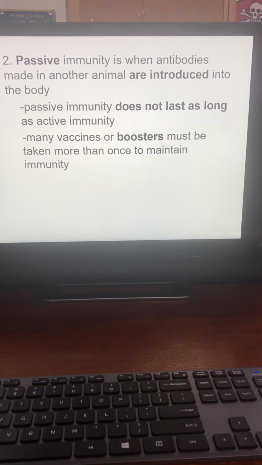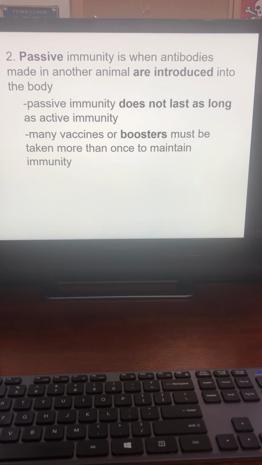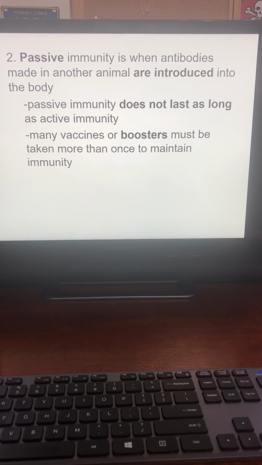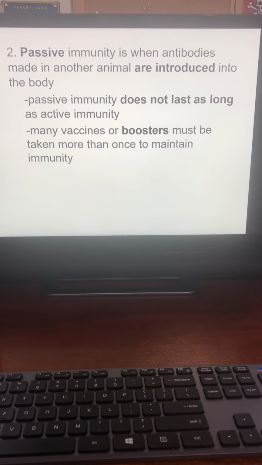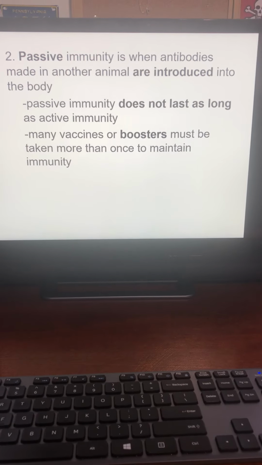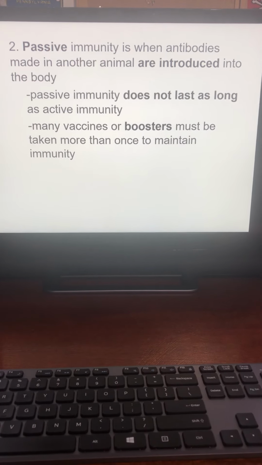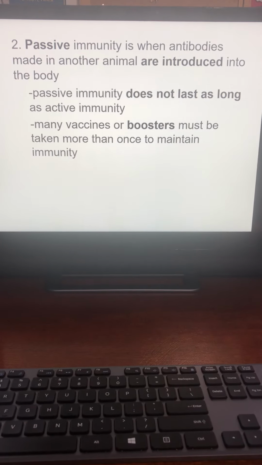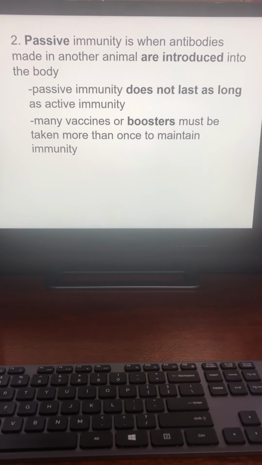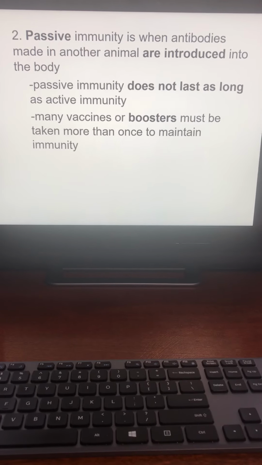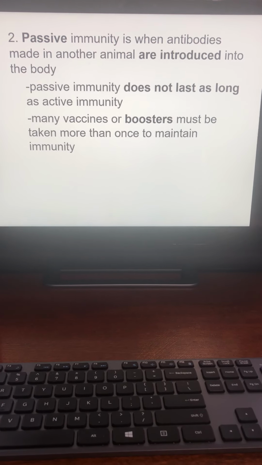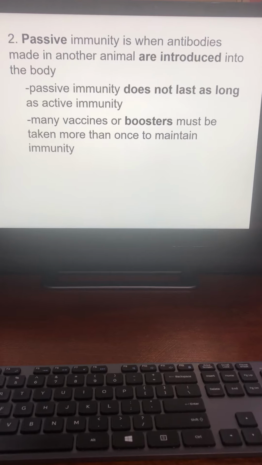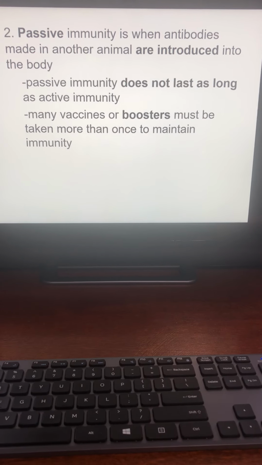Okay, this is the last slide we're going to do, passive immunity. This is when antibodies made in another animal are introduced into the body. So it's passive. It's not that your own body has made it. It's been introduced. And active is when you actually do get sick and then you make the antibodies. And we've all been sick, so we've all made these antibodies to protect us against being sick with that same strand again. Passive immunity does not last as long as active immunity.